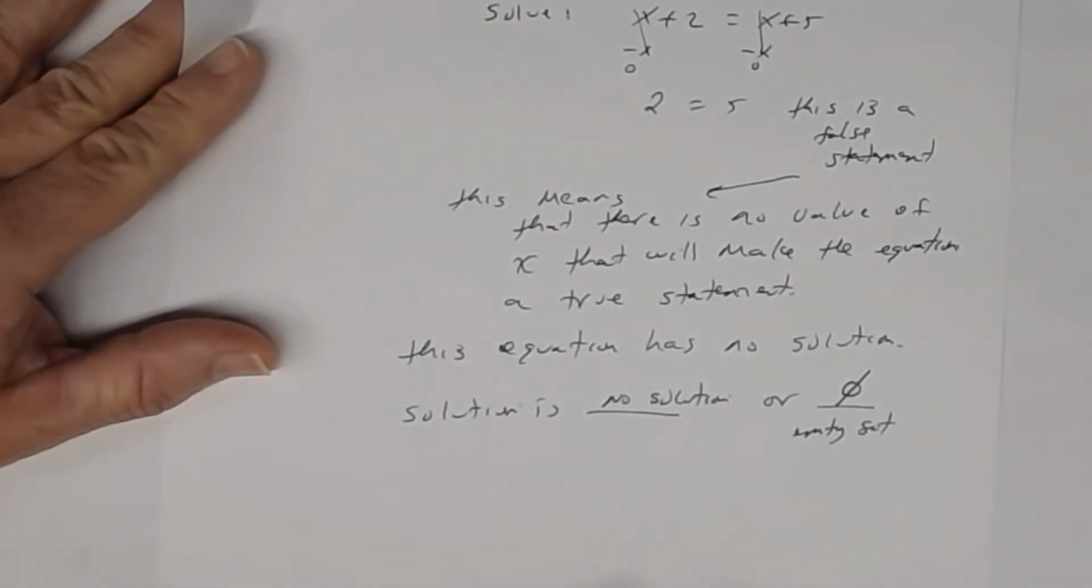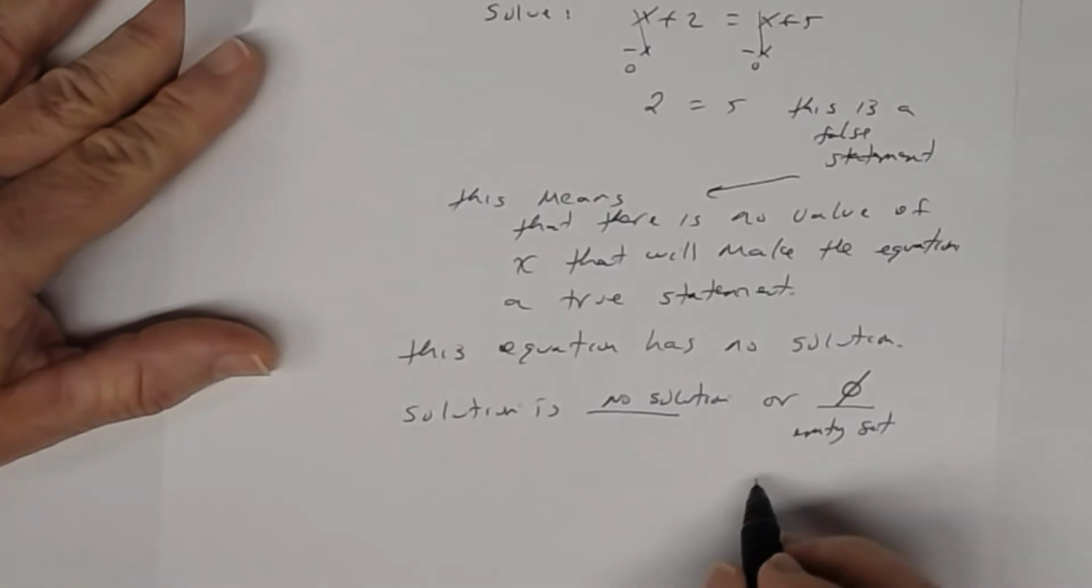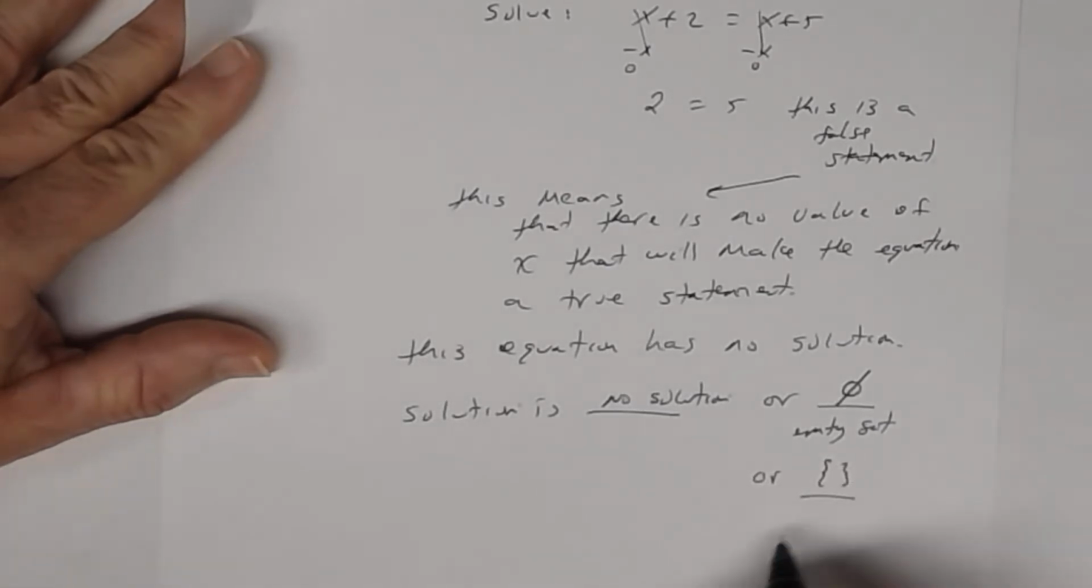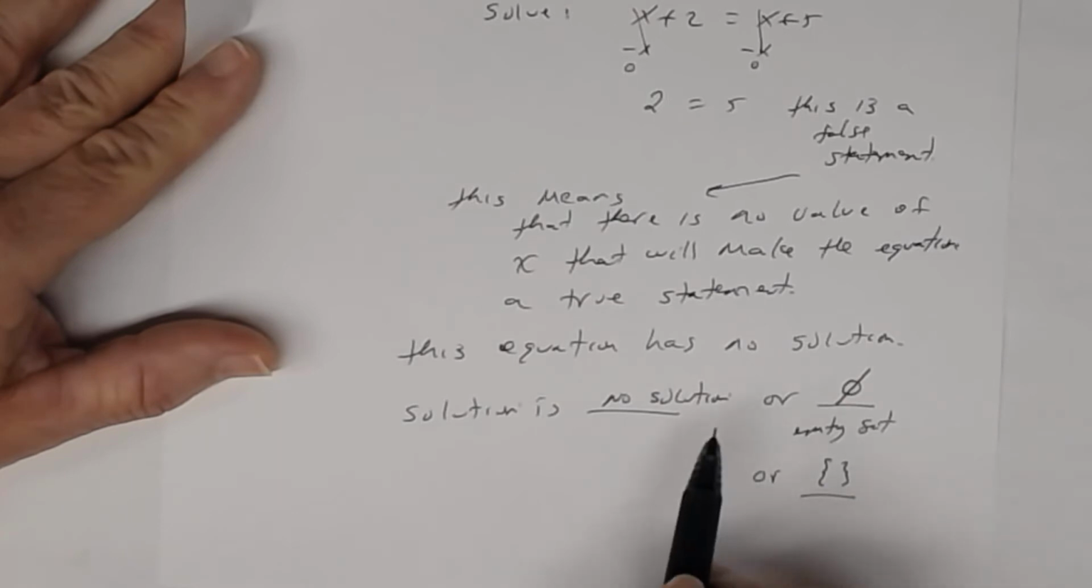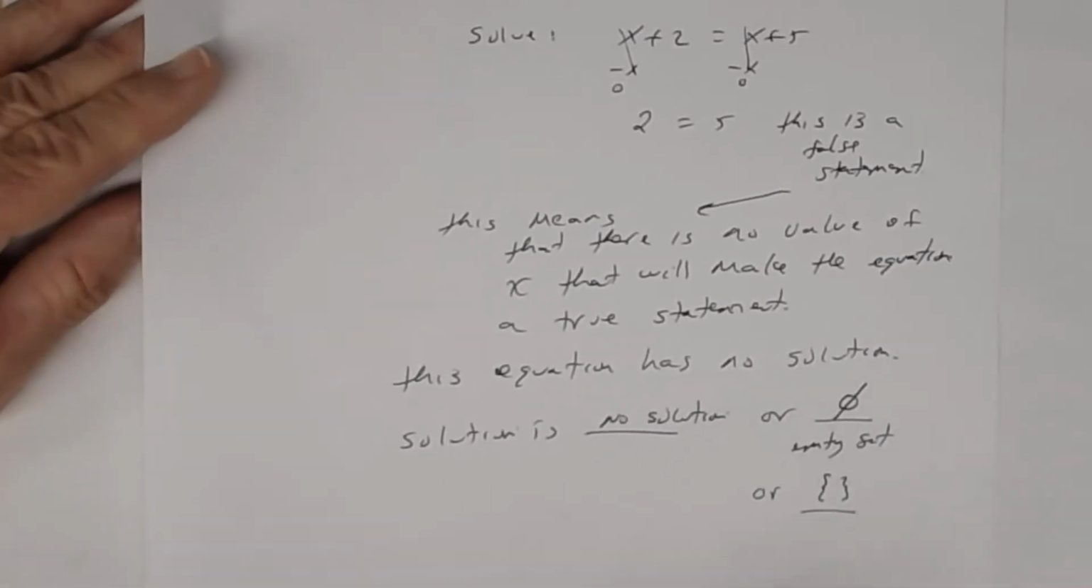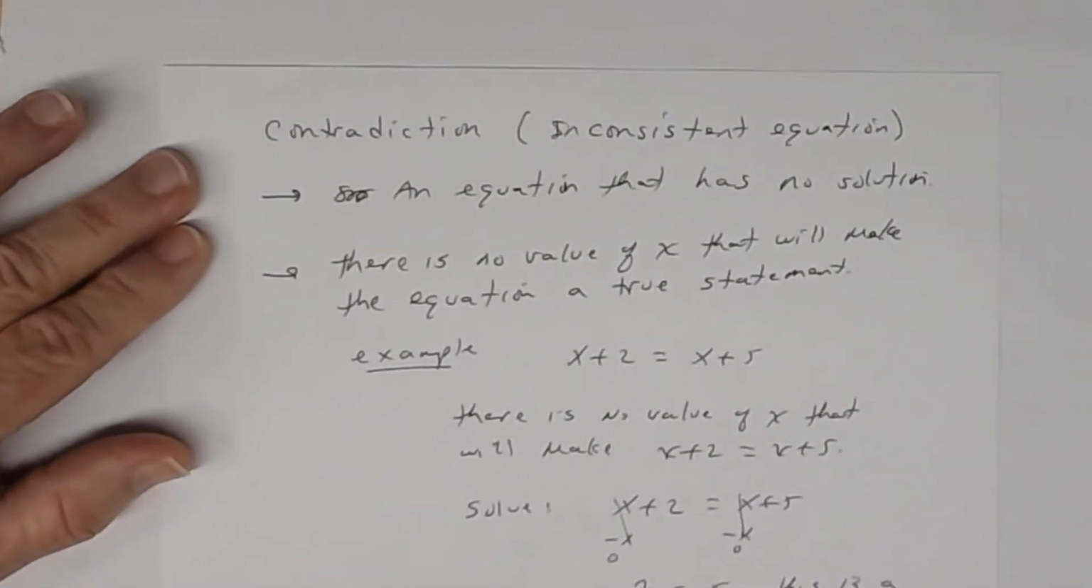Okay? Or if you want to, you could just do something like this, just a brace with no number in it. If you use a brace with no number in it, like this, then that means the empty set. So for no solution, you can write the words empty set, or you can do this. This is a set with no numbers, so that means the empty set. All right, so that is what we mean by a contradiction.